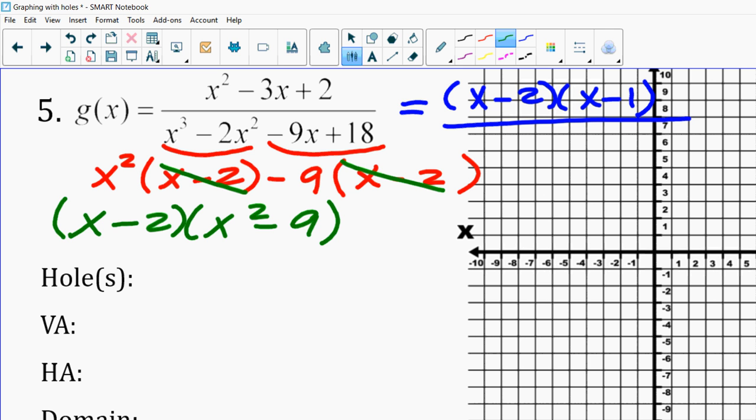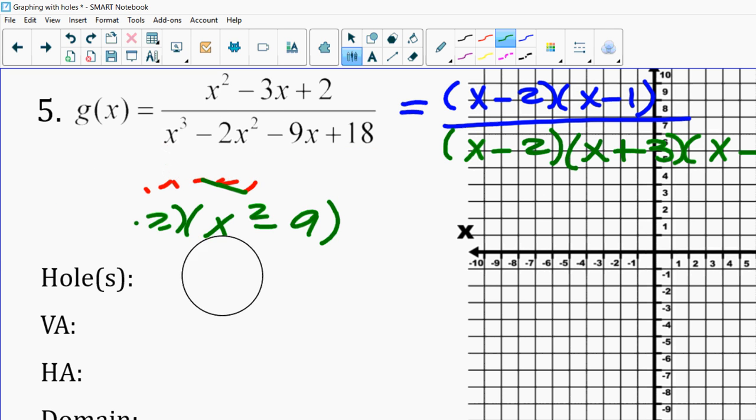Yeah, that's a difference of two squares. I don't always say it's a difference of two squares. So this bottom is x minus 2 times what? There you go. You betcha, those x minus 2's will factor out.